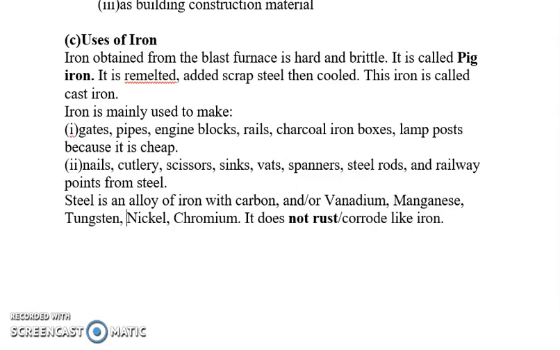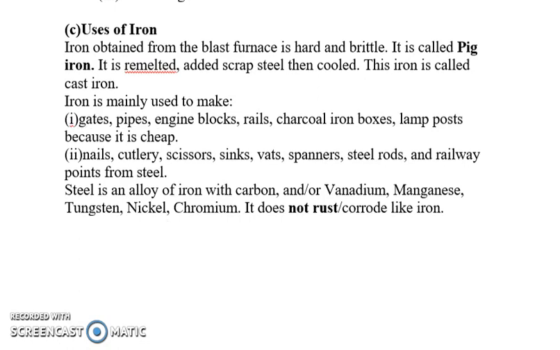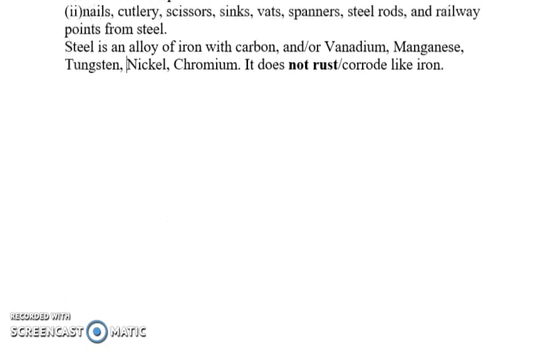Iron is mainly used to make gates, pipes, engine blocks, rails, charcoal iron boxes, and lamp posts because it is cheap. Then it is also used to make nails, cutlery, scissors, sinks, vats, spanners, steel rods, and railway points from steel. It is also used as an alloy, which is mixed with carbon, manganese, chromium, and it is used this way because it does not rust like normal iron.